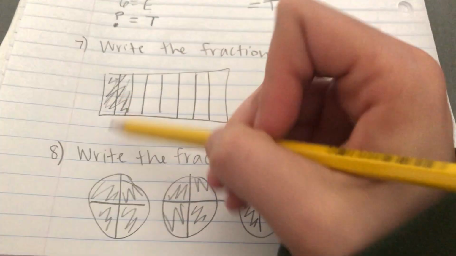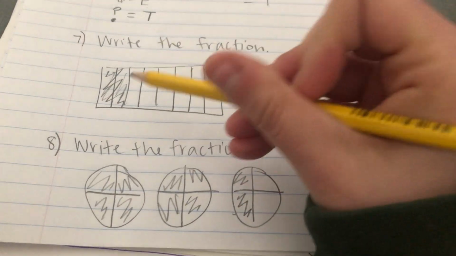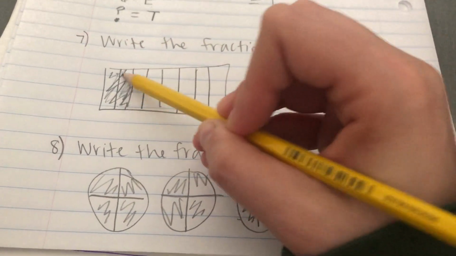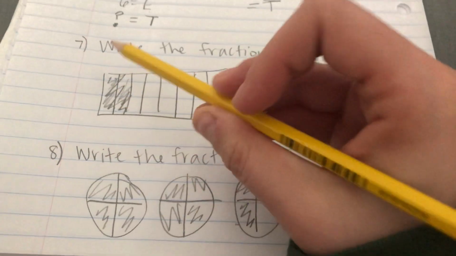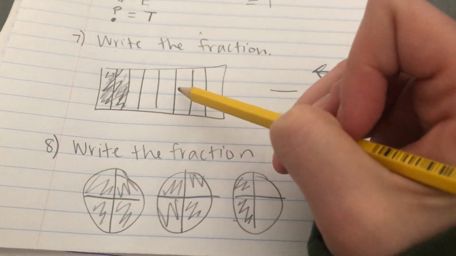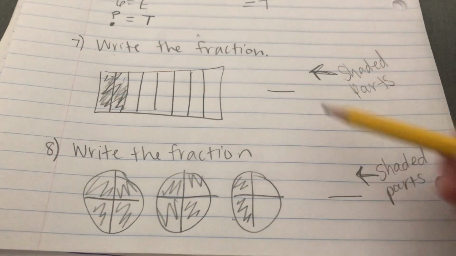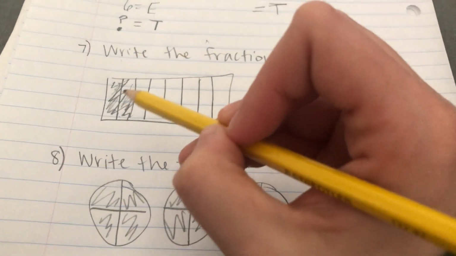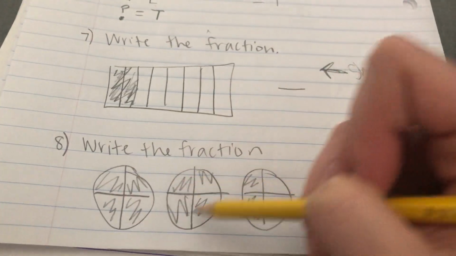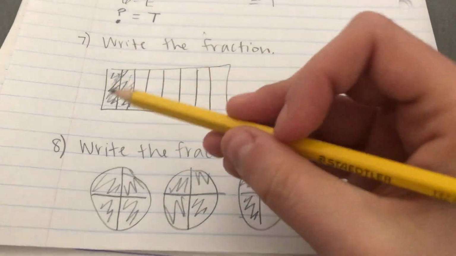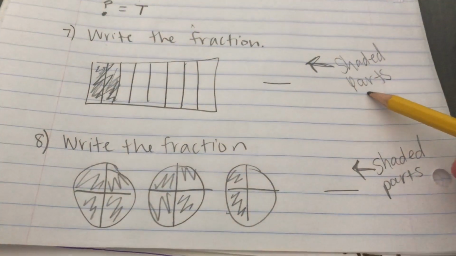However, because these models are shaded, I know they want me to name the shaded fraction. If it said write the unshaded fraction, I would look over here and I'd have to do the unshaded parts. But the numerator wants to know what parts we're focused on or what parts we're looking at. And both of these models are showing me that with shaded parts.